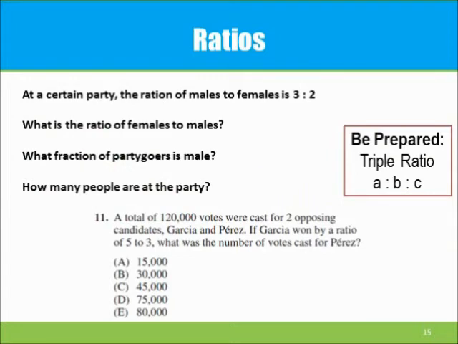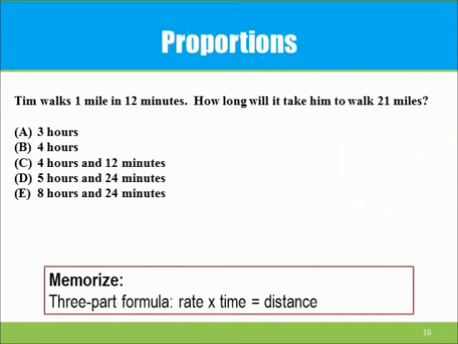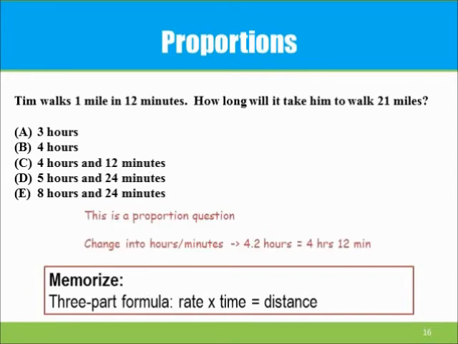Ratios are also commonly tested, so make sure that you understand how ratios can look. Proportions are also seen on the SAT. Make sure that you understand the formula for rate times time equals distance, and also make sure that you're understanding what unit of measurement you are working with. You may have to convert.